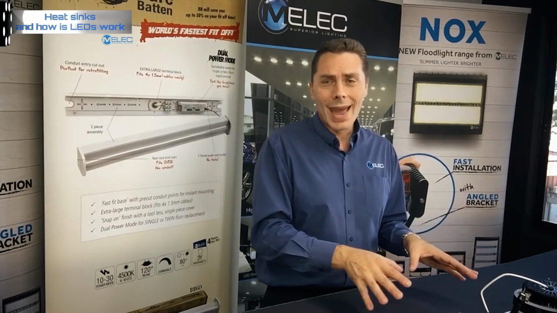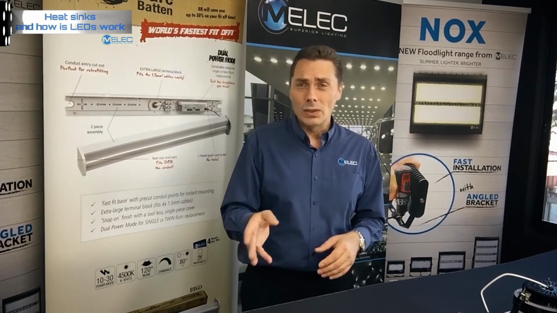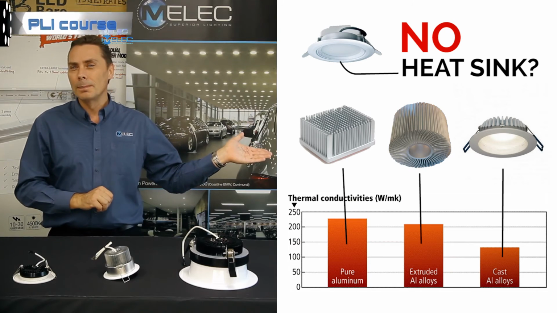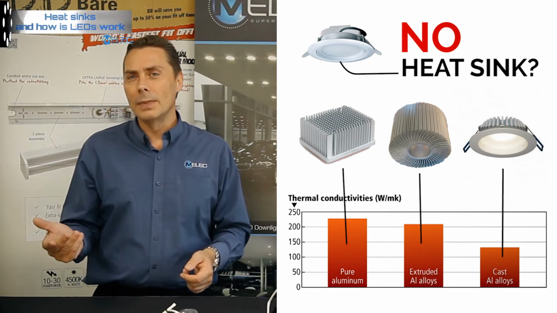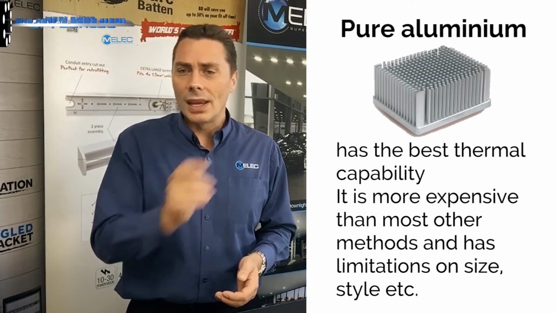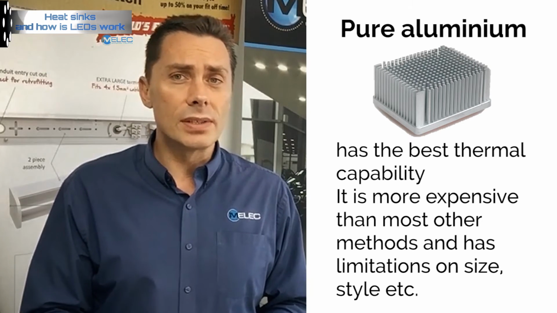So now let's look at the different varieties of heat sinks that you see on the majority of fittings. Are they all the same? Well, the answer to that question is no. As you can see on this chart, there are four main types. We have pure aluminium. It has the best thermal conductivity in its purest form. However, it's more expensive than any of the other methods, and it has its limitations in sizes and styles.